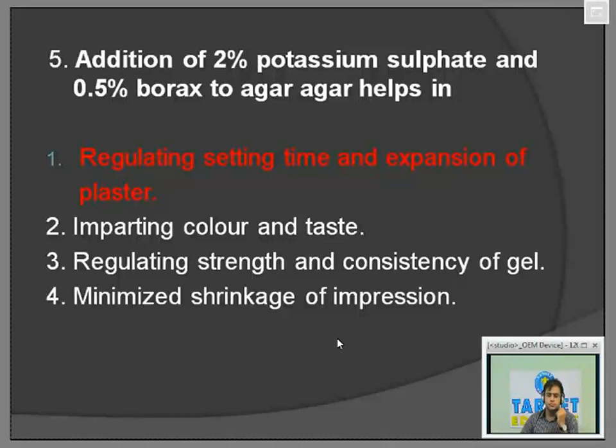Okay, so the next question is addition of 2% potassium sulfate and 0.5% borax to agar-agar helps in. The correct answer for this is it helps in regulating setting time and expansion of plaster. Addition of 2% potassium sulfate and 0.5% borax to agar-agar helps in regulating setting time and expansion of plaster.